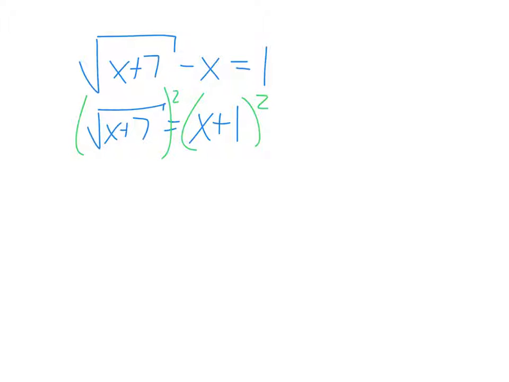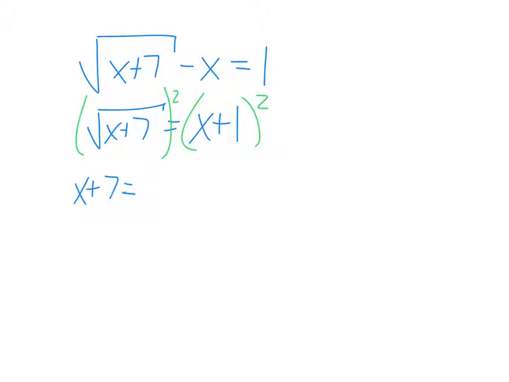All right, so then what do we have on the left-hand side? Plus 7. And what do we have on the right-hand side? X squared plus 1. No, I don't think so.